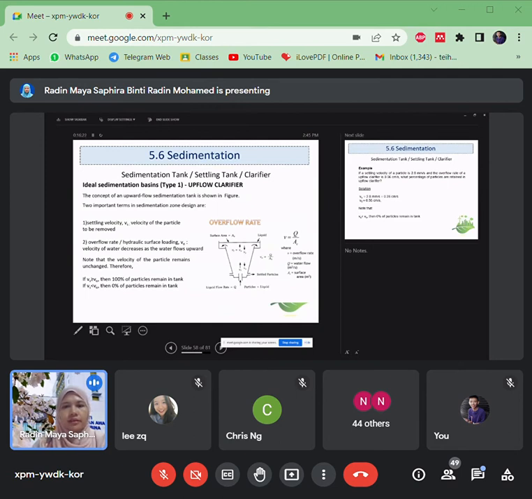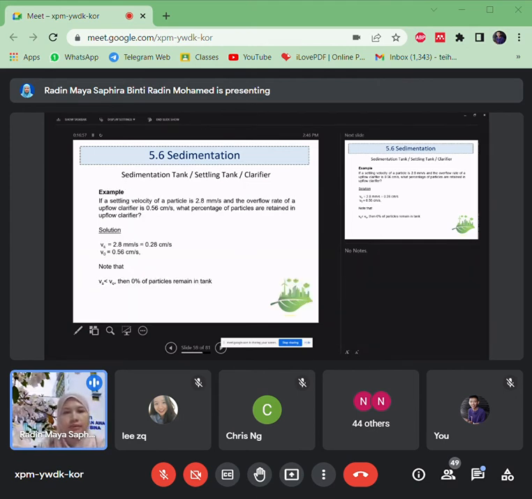Okay, and then this is an example of the upflow clarifier, where you can see the direction of the flow. The liquid flows in from the bottom up, and at the bottom, the settling particles will go through the process. You must know if the settling velocity is greater than the overflow rate, then we can make sure that 100% of the particles remain in the tank. That's our main objective.